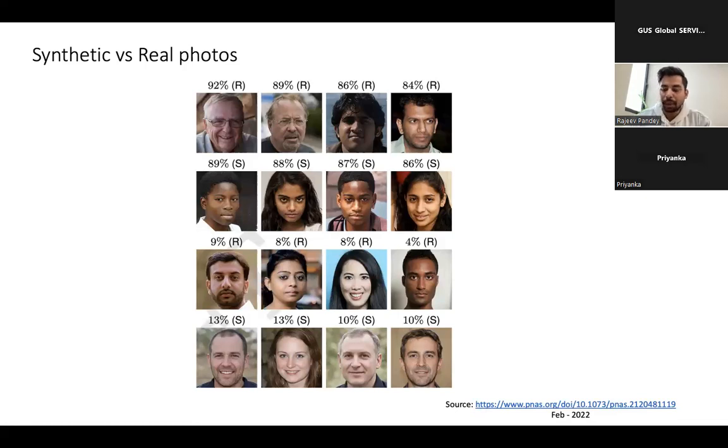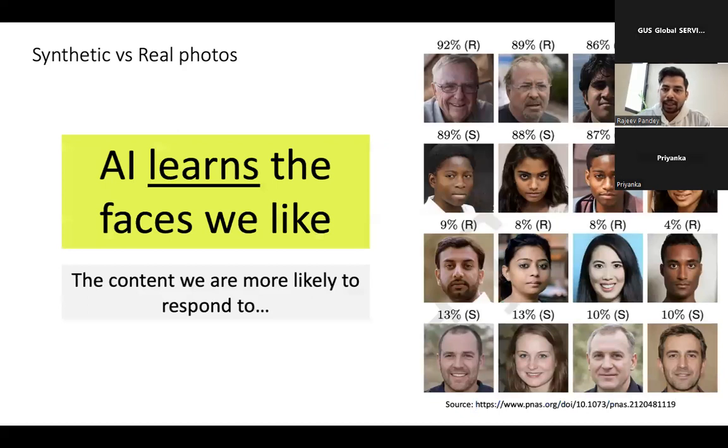And this is powerful, because once AI understands the kind of faces we like, the kind of content we like, and we are more likely to respond to, AI can create such content at scale. Imagine a machine learning how we think and how likely we are to react to something, and how less likely we are to react to something. And now just translate this in the form of a messaging, in the form of a marketing copy, in the form of a video, in the form of content that we create to communicate.